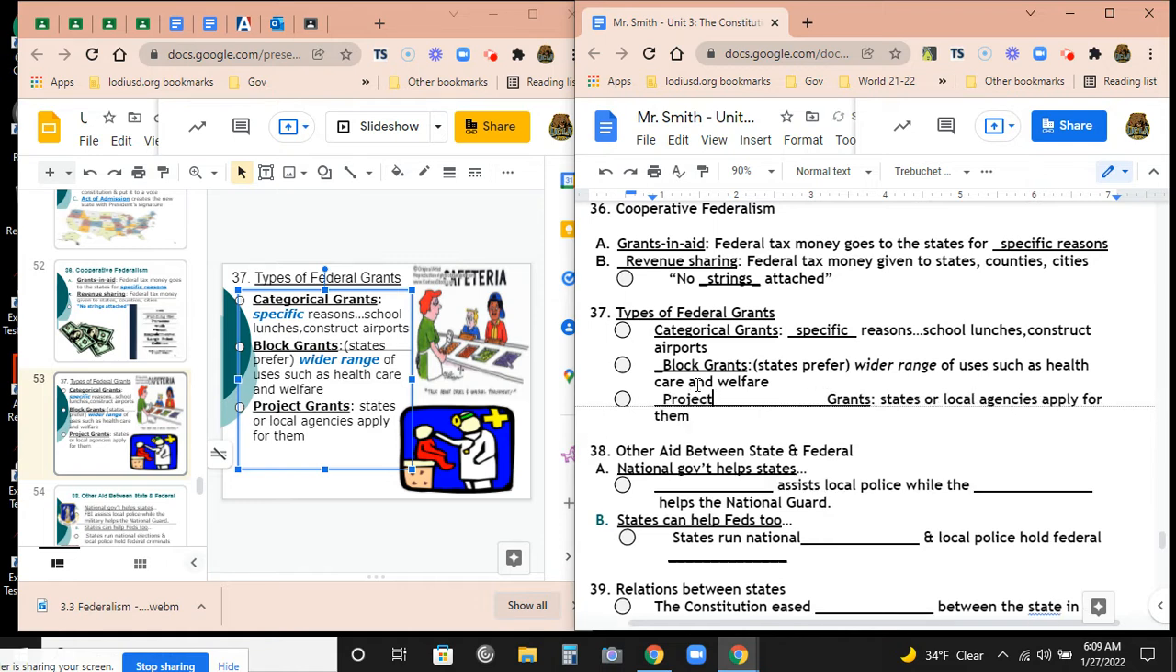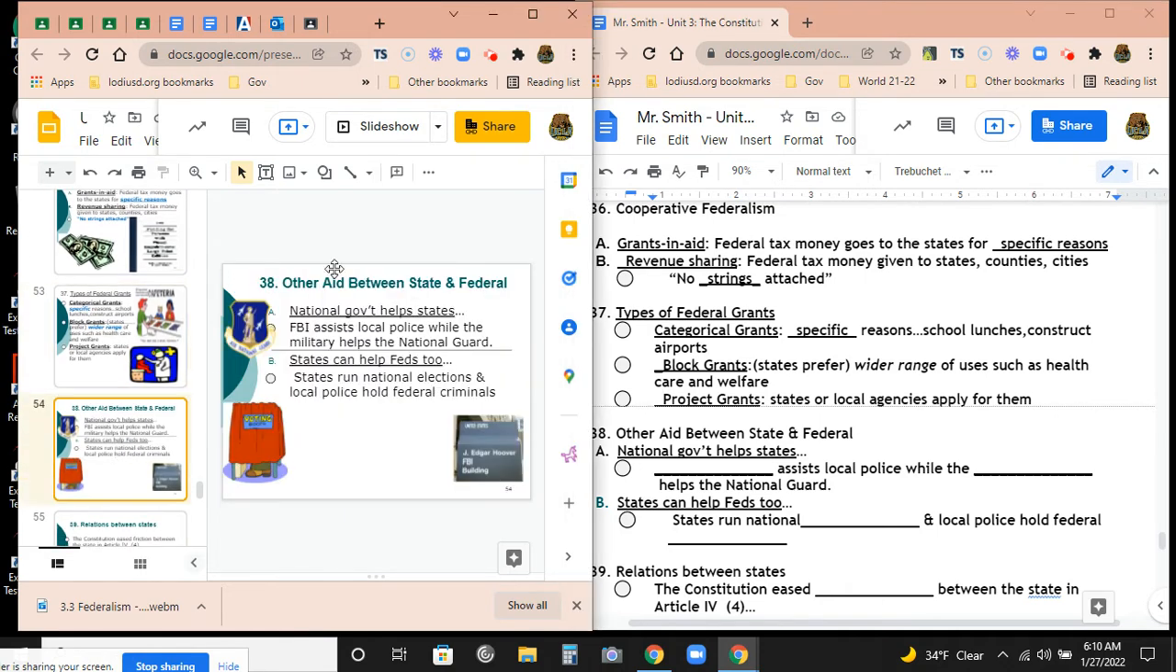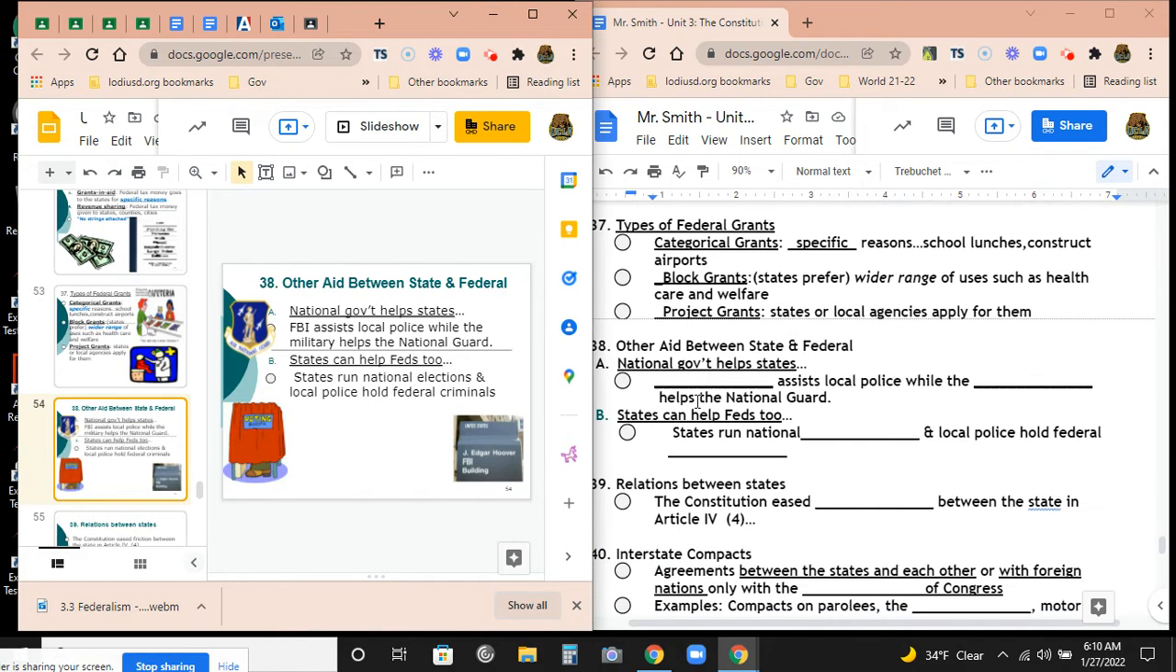Project grants happen when it's specific to one plan. I would think it's possible that the high speed rail they're building would be considered a part of a project grant. Though maybe not. It could be more local than that. I'm not sure exactly how categorical and project grants work. So when we do that reading, let's look at that closely. That'll come up again.